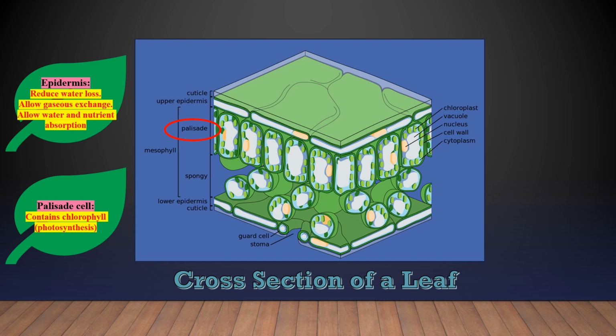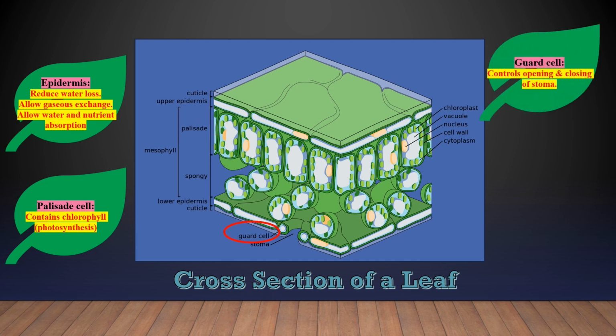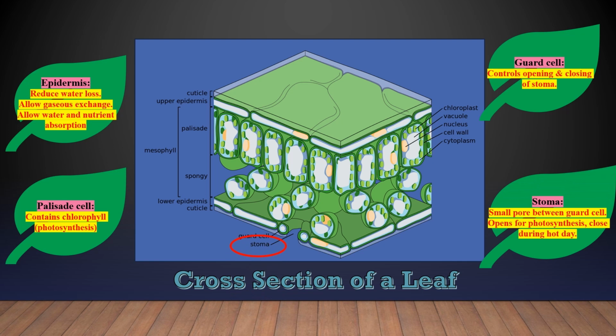The palisade cell is the cell that contains a lot of chloroplasts in it. This makes it more effective for the photosynthesis process. Next, we have the guard cell. The guard cell's function is to control the opening and closing of the stoma. And lastly, we have the stoma, which is the small pore between the guard cells. It will open for photosynthesis but close during a hot day in order to prevent water loss.